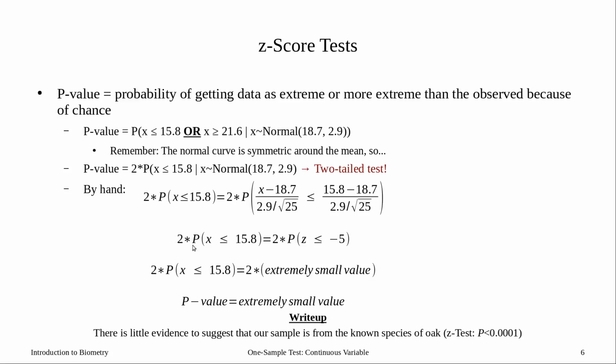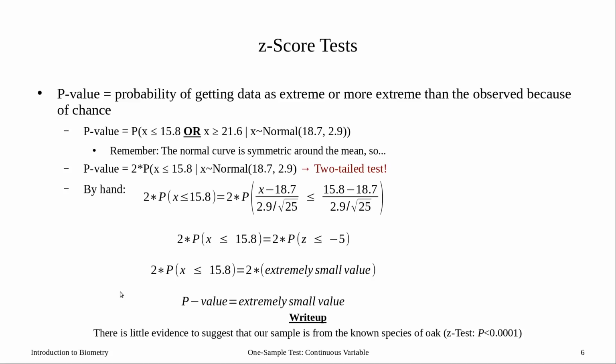And I'm going to do that on the right hand side. So when I do that, I get 2 times the probability that z, so this transformation converted it to a z, is less than or equal to -5. Well, I go to my table. Our table doesn't even have a -5 because the probability is super small. So 2 times a value that's extremely small is going to give us a p-value that is extremely small. This is actually less than 0.0001. So this is our test. This is our results of the test.